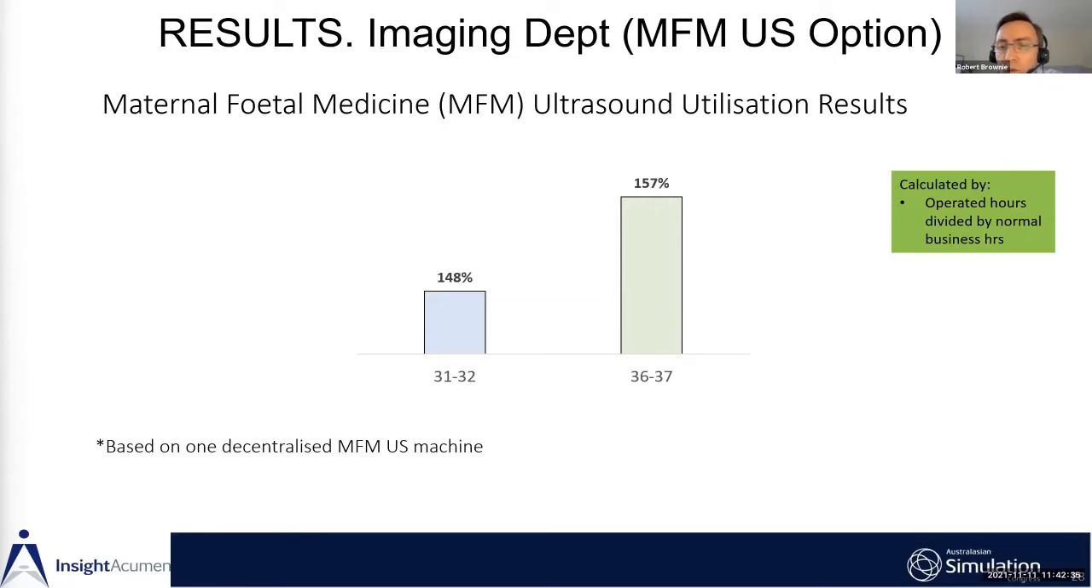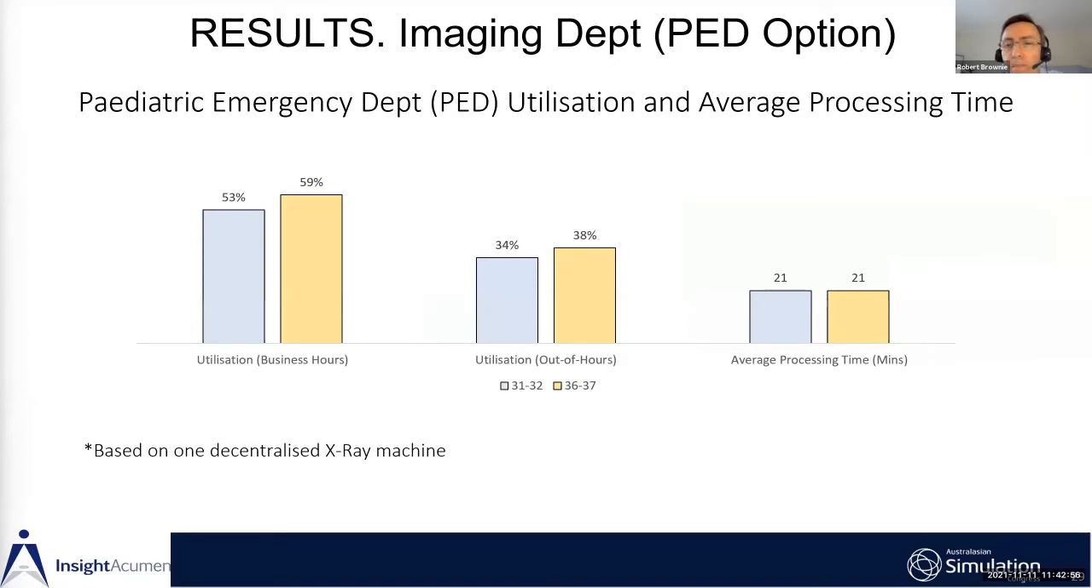We tested the decentralized MFM scenario for both 31-32 and 36-37. And for this instance, we used one decentralized machine. The utilization figures we achieved in these 2 years, well above 100%, justify decentralizing an MFM ultrasound in the future state. Next, to the pediatric emergency department.